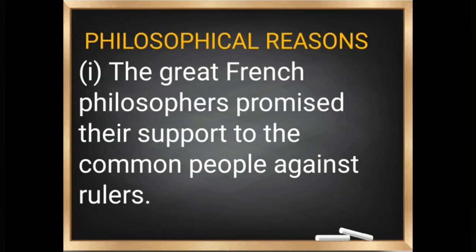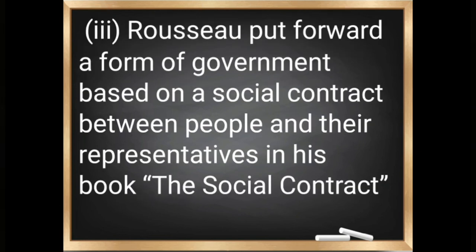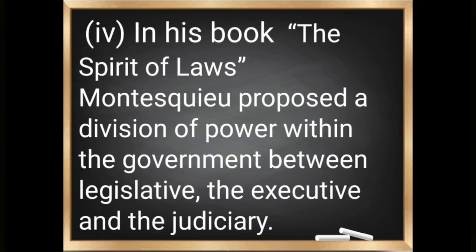And then, philosophical reasons. The great French philosophers promised their support to the common people against rulers. John Locke, in his book Two Treatises of Government, criticized the doctrine of the divine right theory of the monarch. Rousseau also put forward a form of government based on a social contract between people and their representatives in his book The Social Contract. In his book The Spirit of Laws, Montesquieu proposed a division of power within the government between legislative, executive and the judiciary.